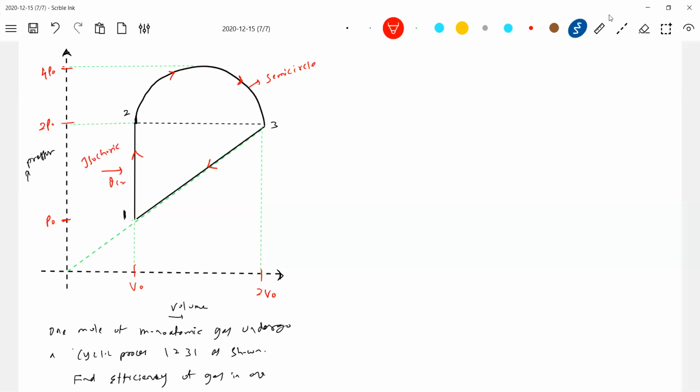What about 3, 1? Anybody wants to comment on 3, 1? Process 3, 1. Isothermal? No, sir. No, it cannot be isothermal. Temperature, in fact, is varying. Adiabatic process? No, it should be like some sort of curve. Isobaric? Pressure varies, volume varies. So it's a general thermodynamic process.